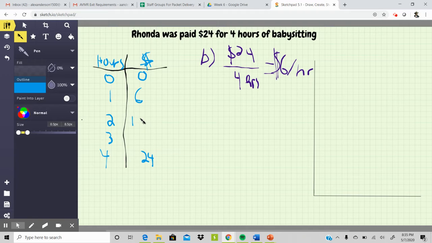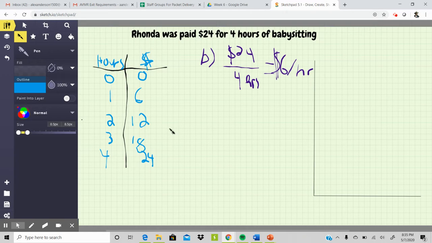After 2 hours, I would have earned $12. After 3 hours, I would have earned $18. And it lines up perfectly. At 4 hours, I would make $24. Hours and dollars are very similar, so I keep mixing them up. So I have my table and my unit rate completed.